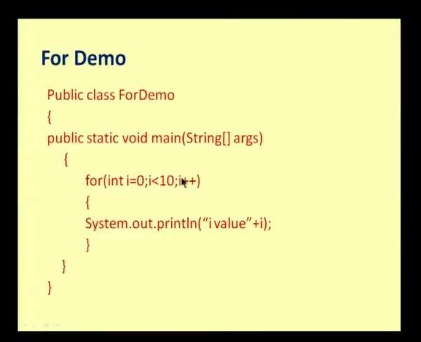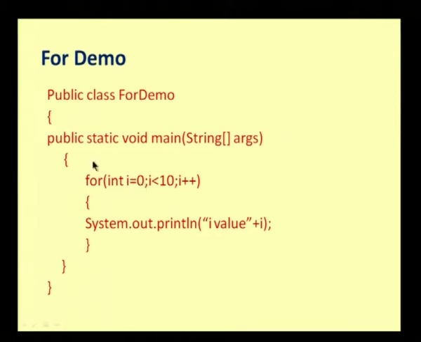In this sample program, we have a for loop with an initialization statement, int i equals 0, and the condition i less than 10. And i plus plus is the update that happens at each loop execution. It's not necessary to initialize as well as declare the variable here. You can declare it before the for loop, and then initialize the value in the for loop.